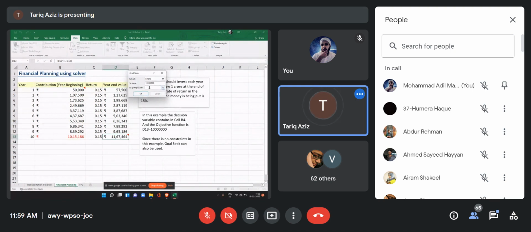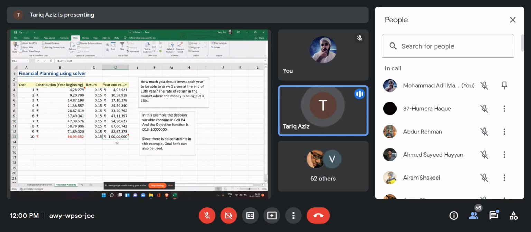Then the third option it is asking us to specify is By changing cell. The values in which cell should be changed? Let me specify that the contribution every year, that is B4, should be changed. Then I will press OK, and it will arrive at the solution. Again, the solution has been arrived. The end corpus is 1 crore, and the recurrent contribution every year will be 4,28,279.